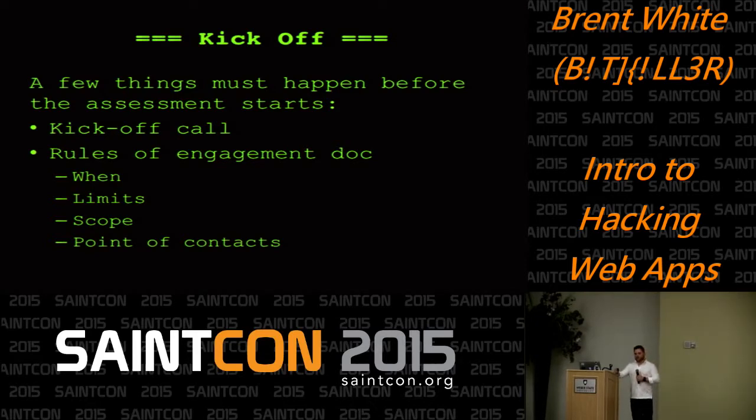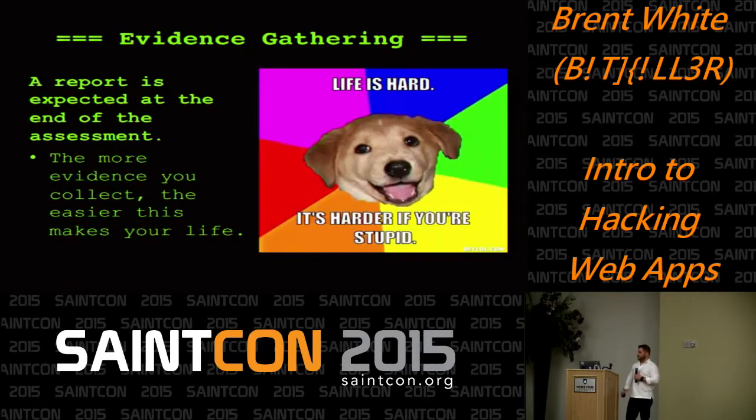The scope: what's the URL or whatever the application is, so we make sure that we're actually hitting the right thing. And then in case something does go wrong, if we do break it, or we actually cause a denial of service or something, we need to have the points of contact that we can call and say, hey, sorry, it's 3 a.m., but we broke your stuff. And then hopefully that doesn't happen very often.